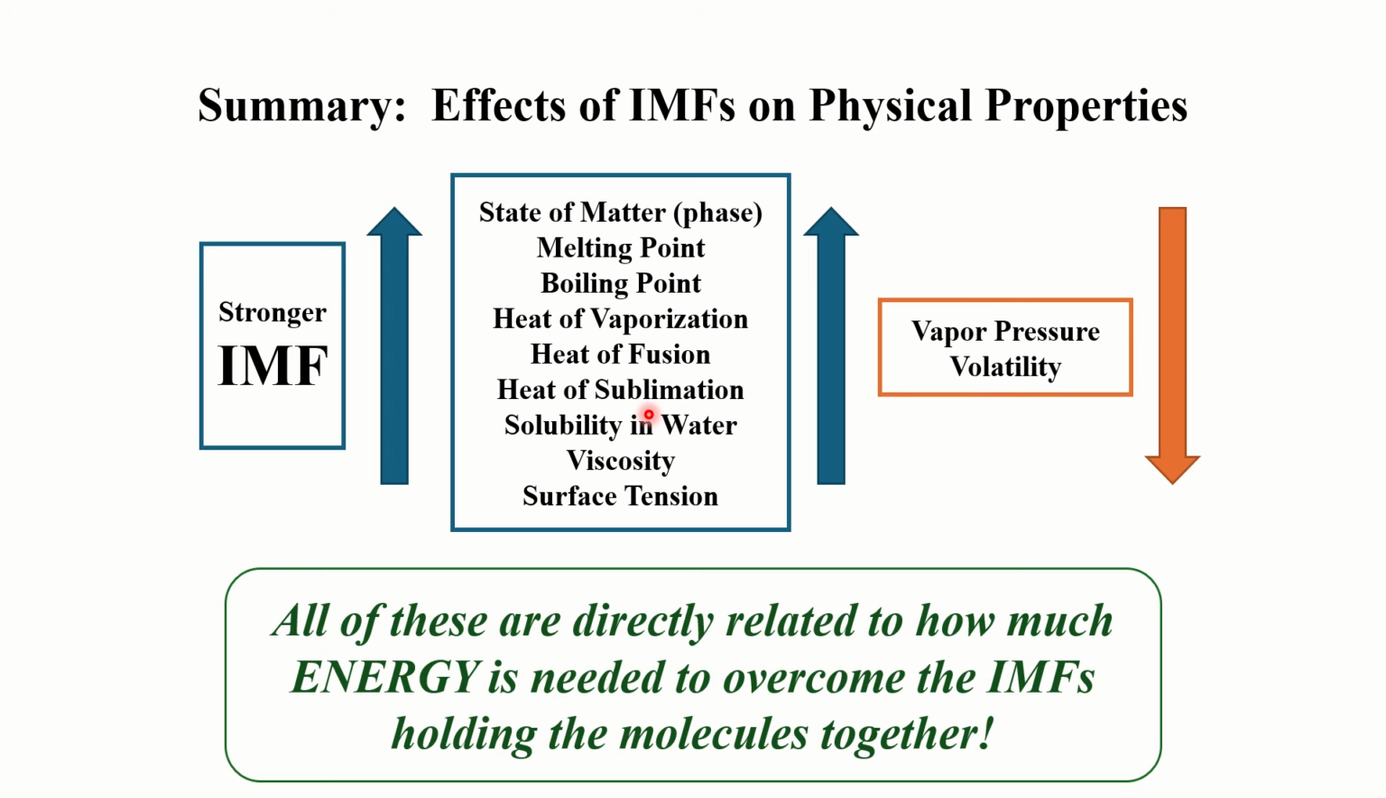There are two that will decrease as IMF strength increases. These two are vapor pressure and volatility, and these two kind of go hand in hand with one another. We'll learn more about these physical properties in this lecture. All of these are directly related to how much energy is needed to overcome the intermolecular forces that are holding the molecules together.